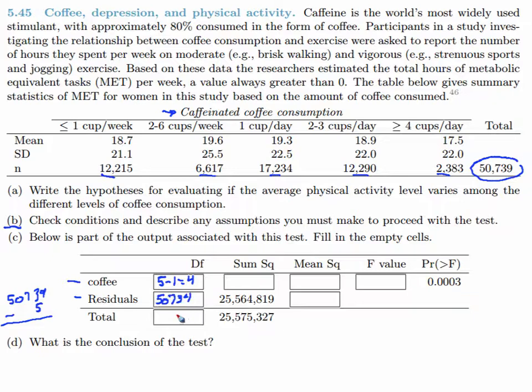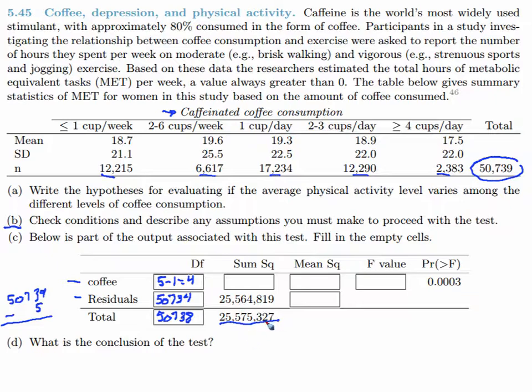Okay, and so the total is just the sum of these, which is going to be what? 50,738 is our total degrees of freedom. Now, they just put that in there as kind of a hint to help you out with the next one, which is the sum of the squares. They gave us the total sum of the squares, and the sum of the squares residual, so they're asking us to do a little arithmetic here.